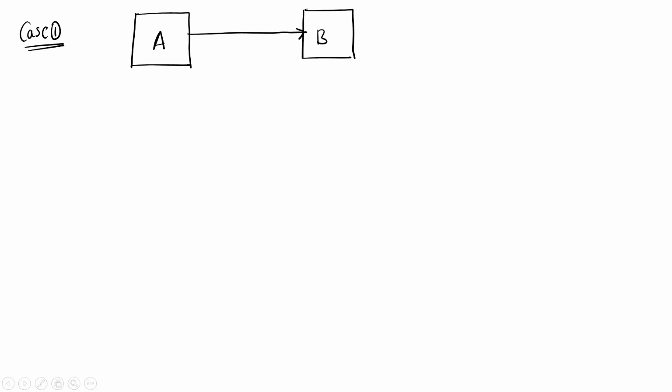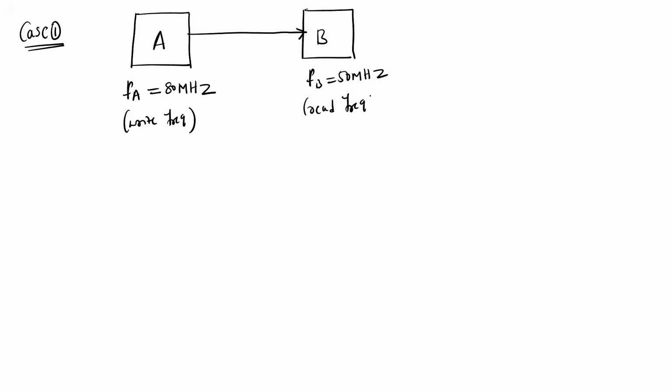In case one, you have module A and next module B. Module A is transmitting data to module B. F write is 80 megahertz and F read, let us take 50 megahertz. So this is the writing frequency and this is the reading frequency.